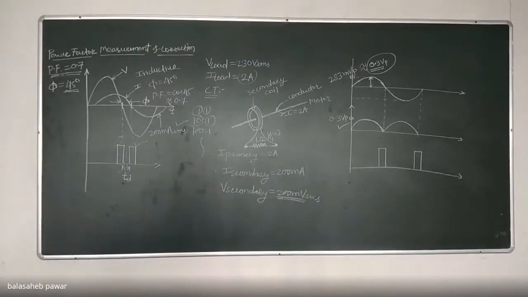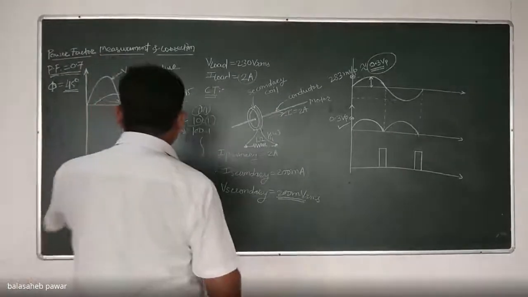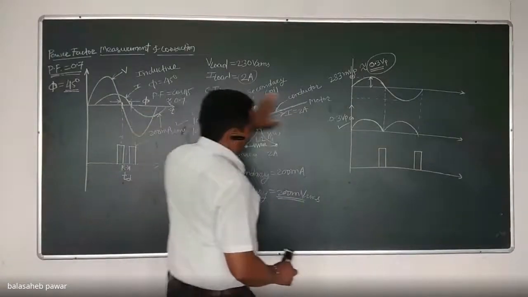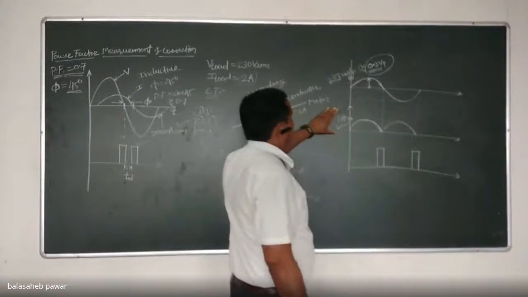Can anyone say how ZCD was used for sensing the voltage signal in our discussion yesterday, and how ZCD is used for today's current sensing purpose?